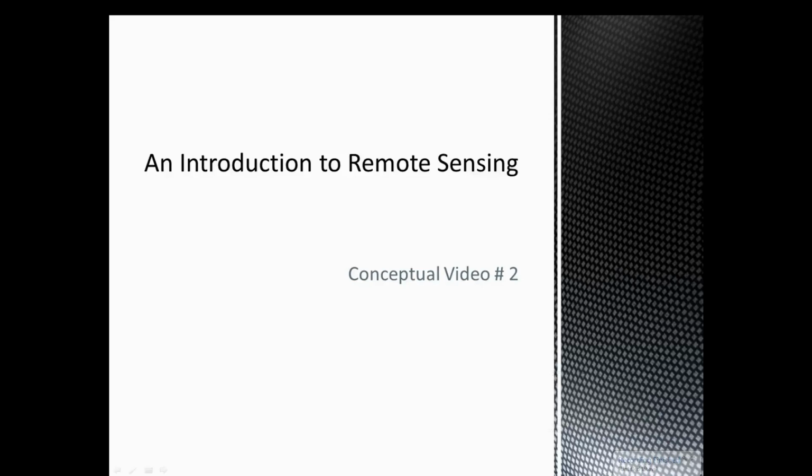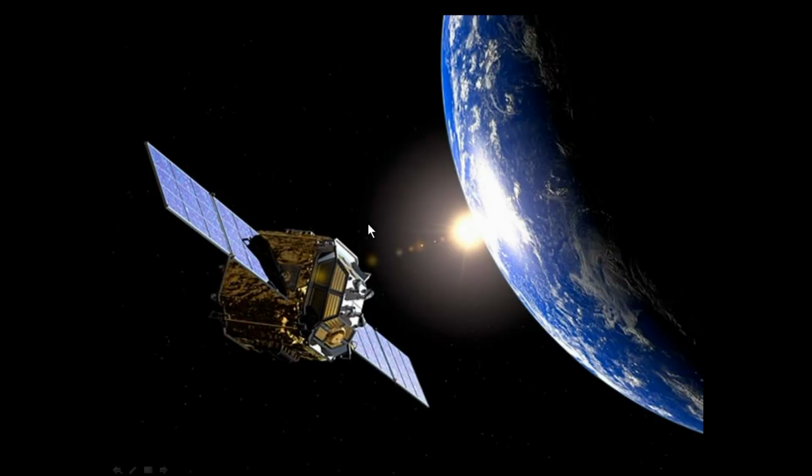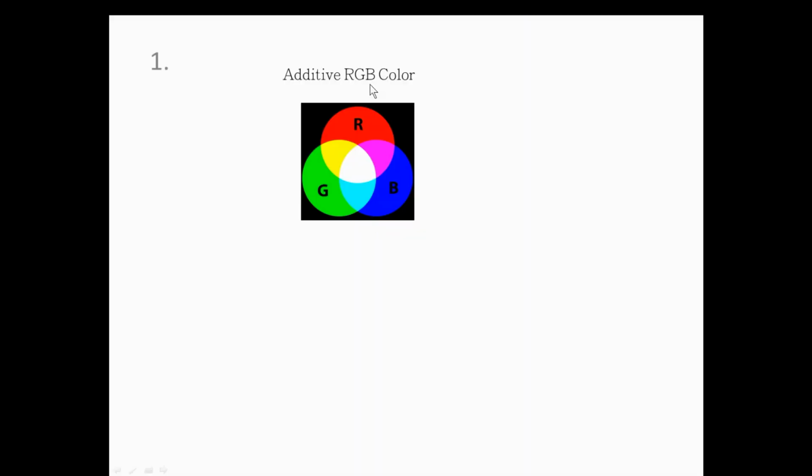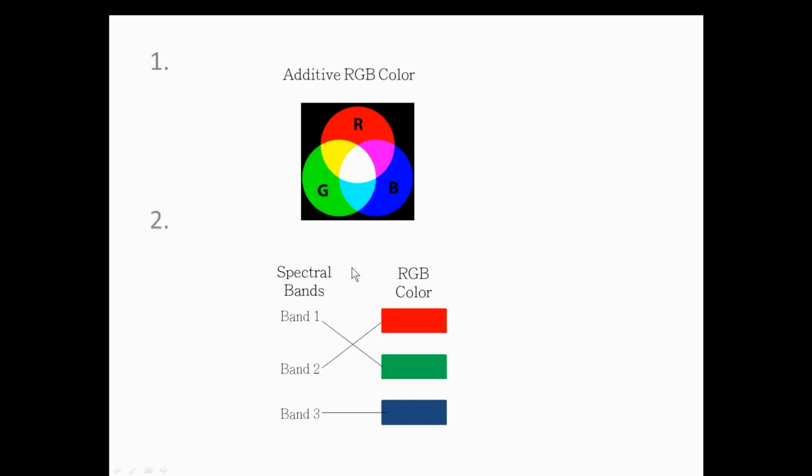So welcome to part 2 in our tutorials on remote sensing. In this video we're going to talk briefly about additive RGB color, and then we're going to review the relationship between spectral bands and RGB color.